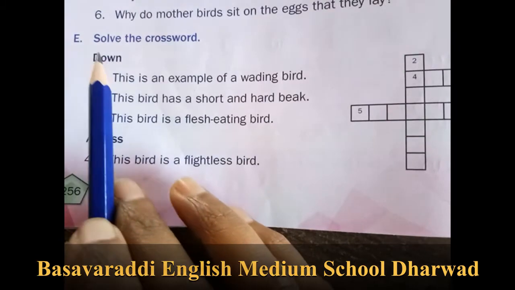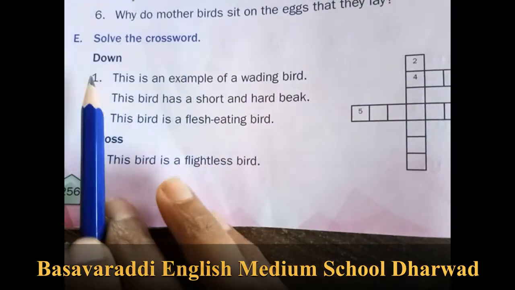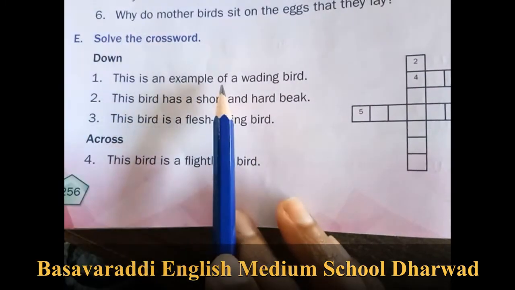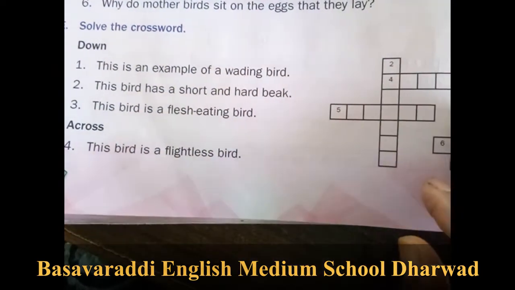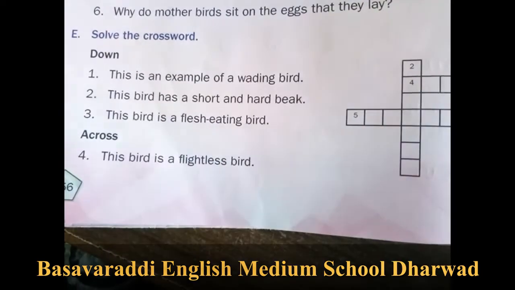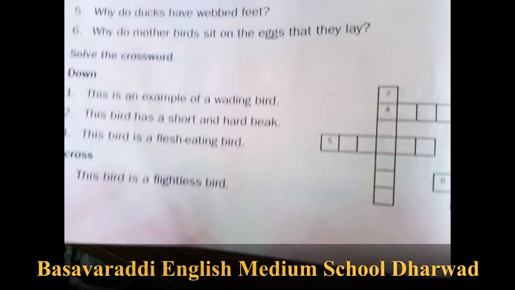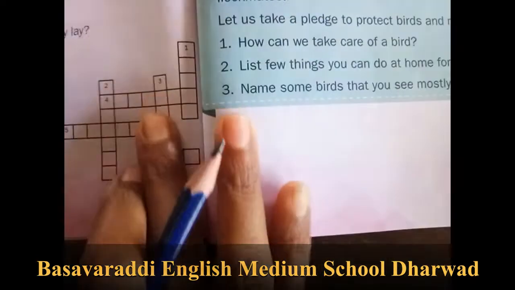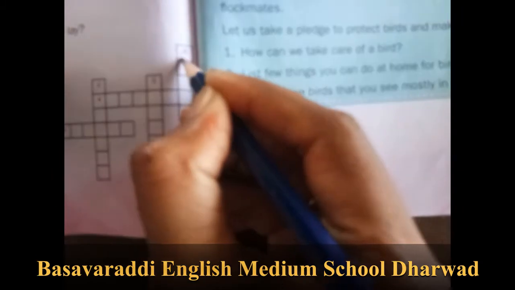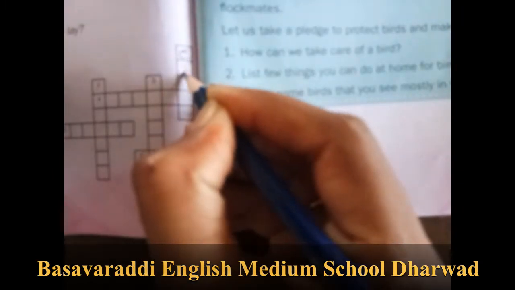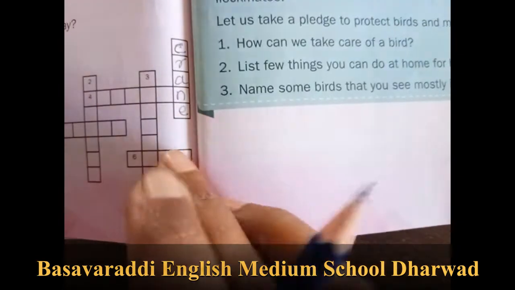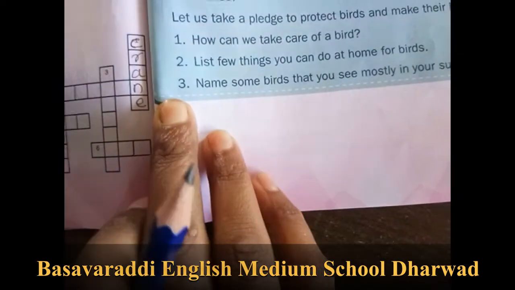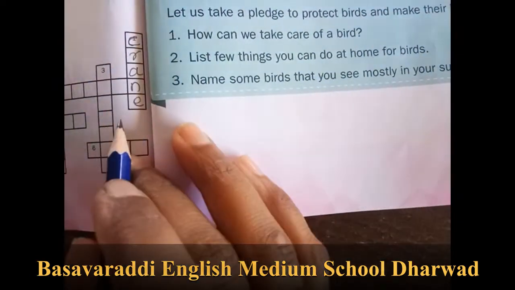Okay, E. Solve the crossword. Down. The first one, this is an example of a wading bird. That is crane. C-R-A-N-E, crane.